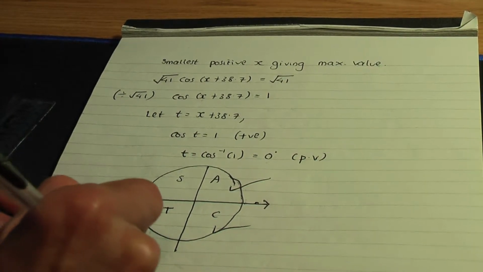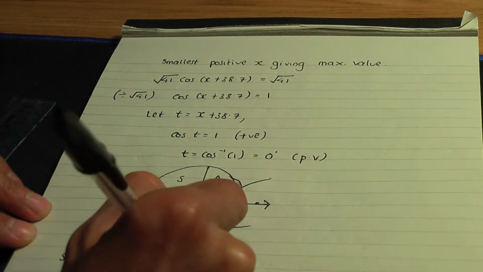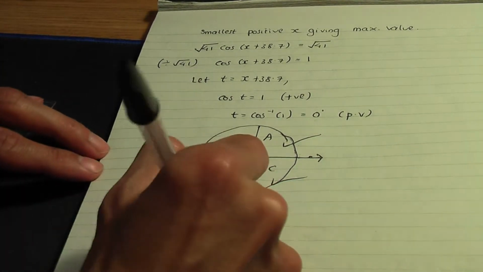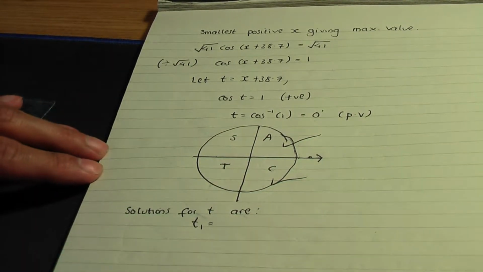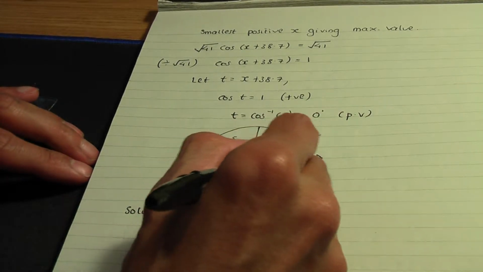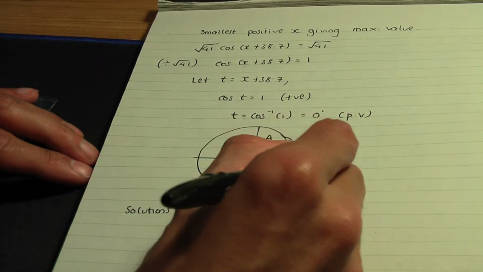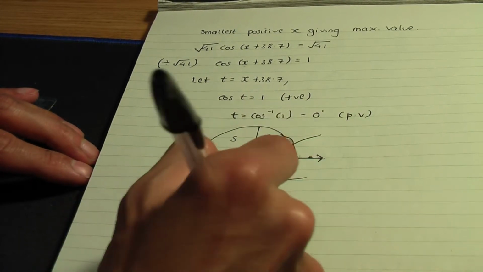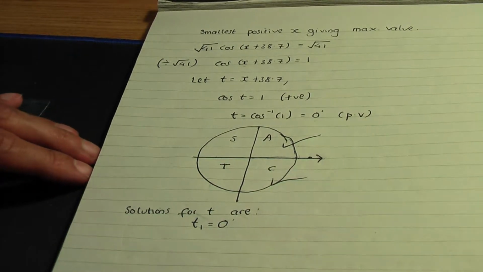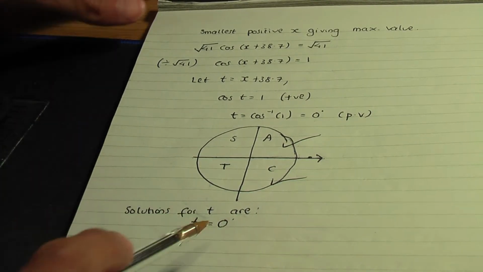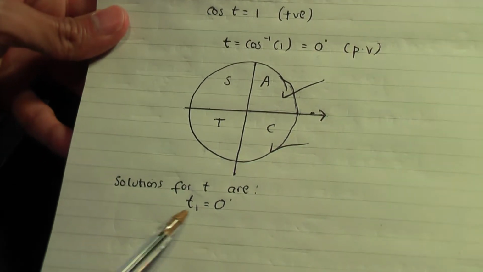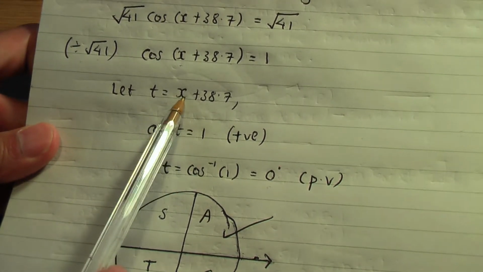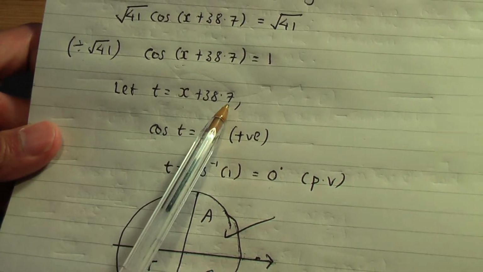Let's find the t solutions first. I'll call the first one t1. From the initial line, where we plotted the angle, that lies exactly on that initial line. So the first solution is 0 degrees. Now, these are the solutions for t, and when we find the solutions for x, x will be t minus 38.7.